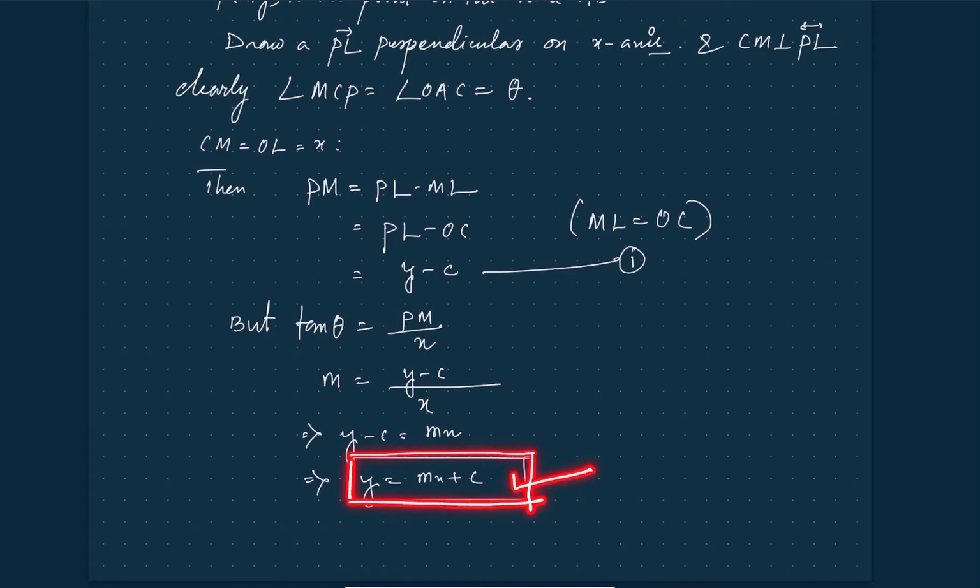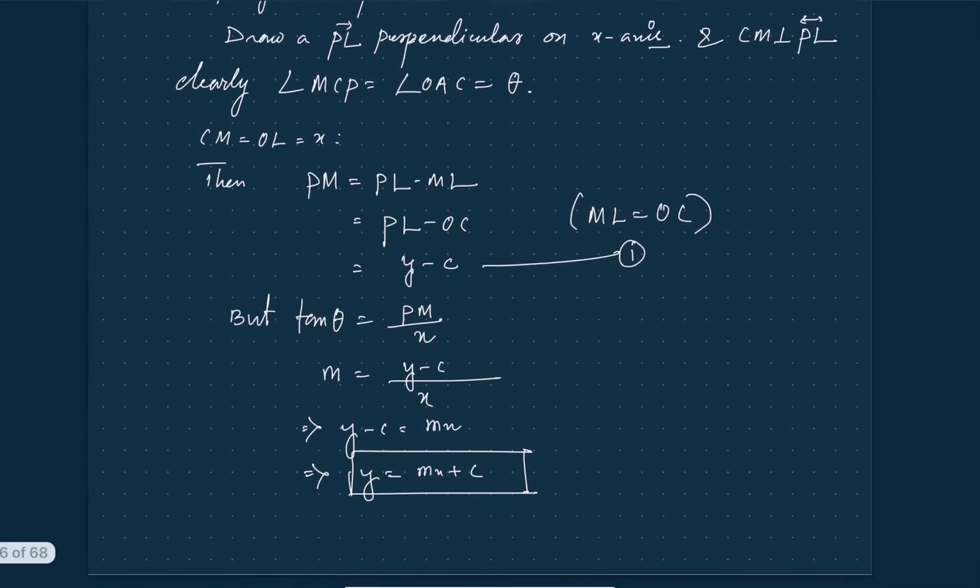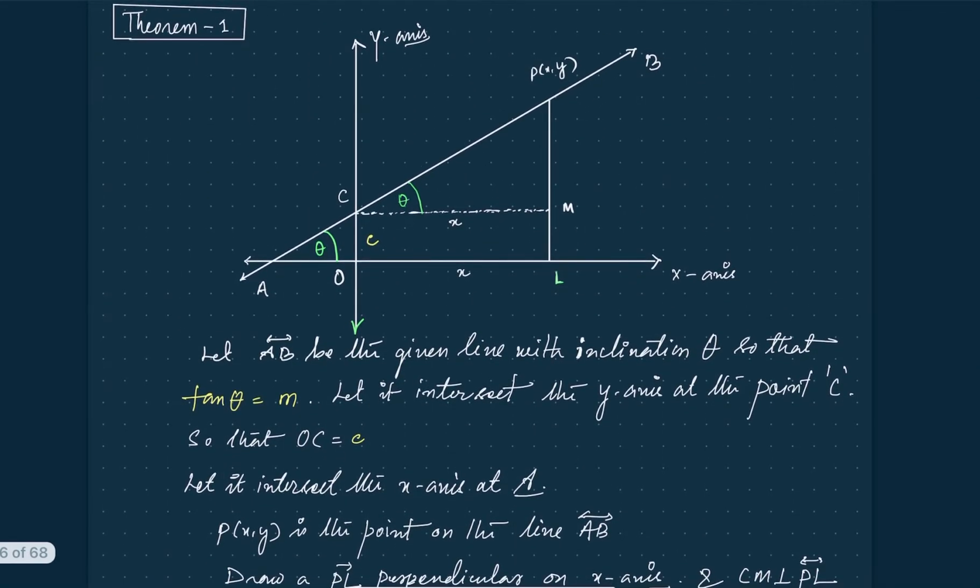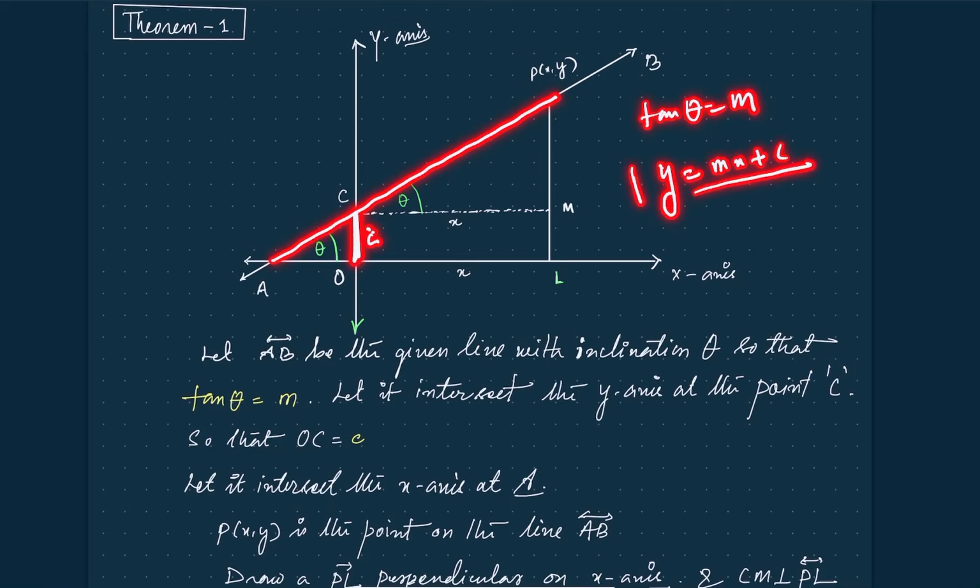So basically this m stands for the slope of the line AB, and this c is the y-intercept. You can see here, this c is the y-intercept and this is the angle of inclination. We need to find theta and tan theta, where tan theta is equal to m. So if the y-intercept is given, then the equation of the straight line is y is equal to mx plus c. This is the equation of the straight line.